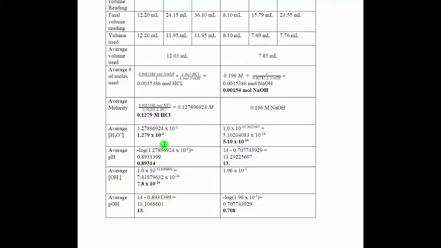The average concentration of hydroxide ions was 1.96 times 10 to the negative first, so we took the negative log of that to get the average pOH, and then to get the pH we subtracted the average pOH from 14 to get the average pH for the base. And then to get the average concentration of hydronium ions, we took the antilog of the average pH for the base.